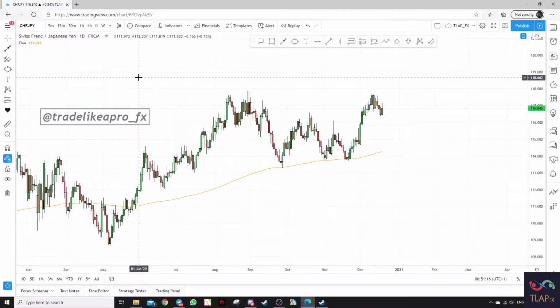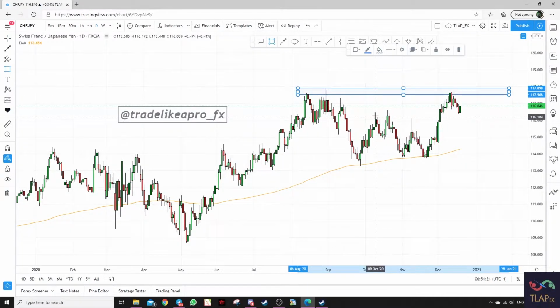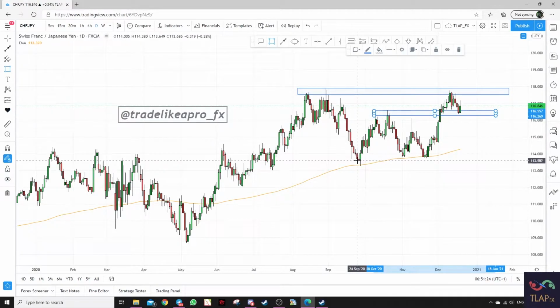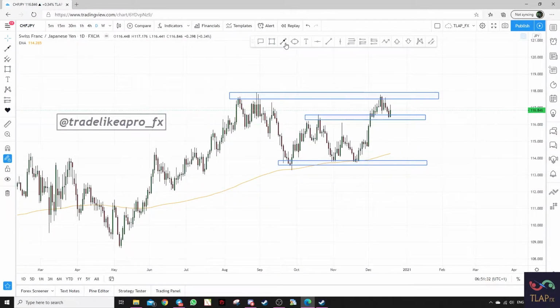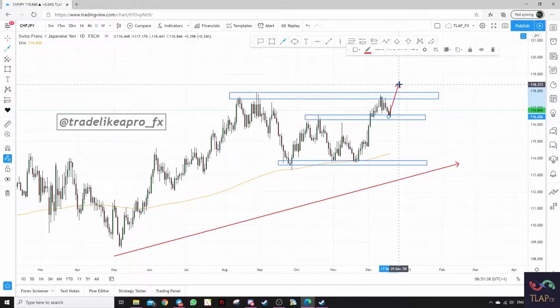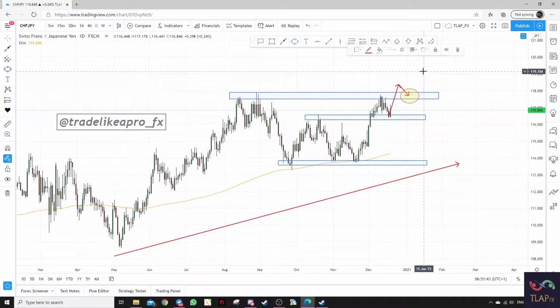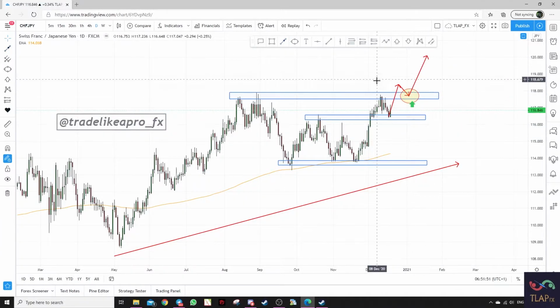So next step, we have CHFJPY. We will mark out the key level of structure, which is here. We have a neckline over here, and we have a support level right here. So these are the levels that we will need. So with the market being overall bullish, right, we will look for a push phase, pullback, and we will buy over here, with an extension towards the upside. So we will want bullish pressure over here and weak sellers over here.